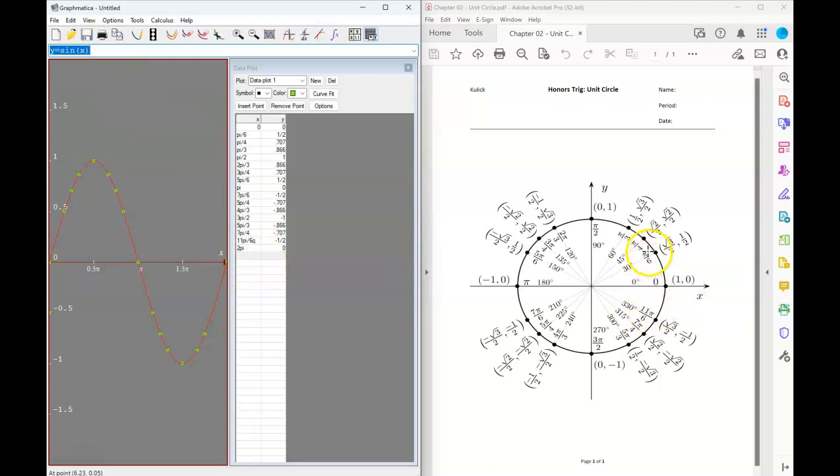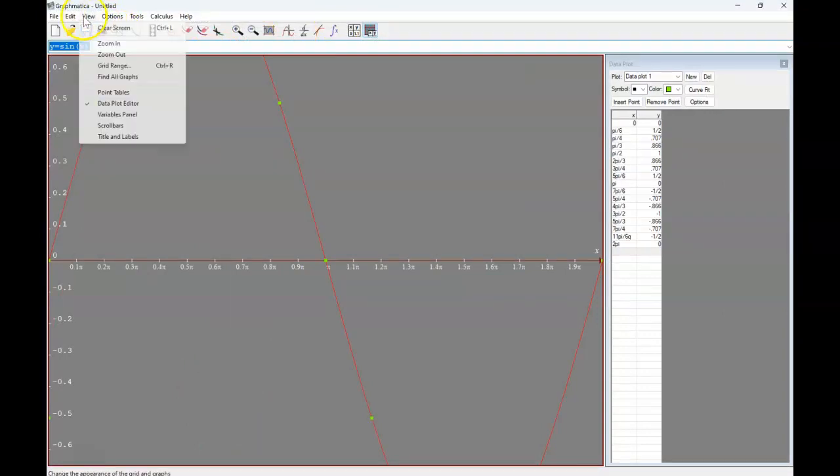Like I did 13 pi over 6, and I'd be at a half, and then I do 9 pi over 4 and 0.707, and 7 pi over 3 and root 3 over 2. What's going to happen if I just go around another time? It's just going to give me another one of these up and downs, right? Let's just kind of see that.